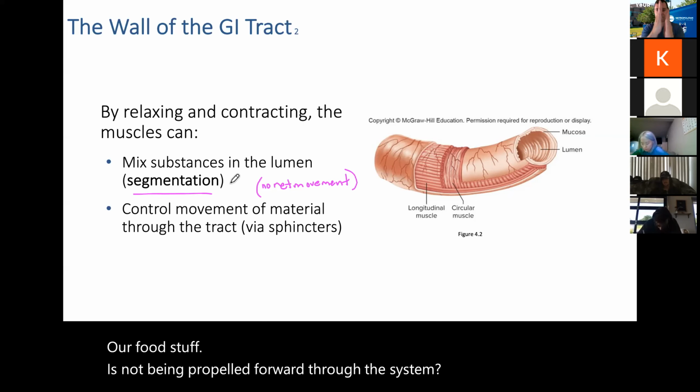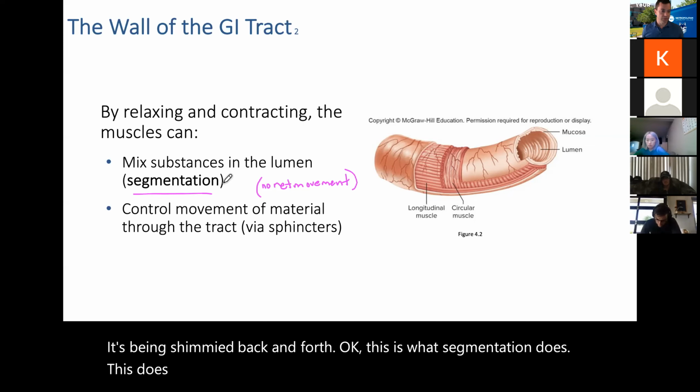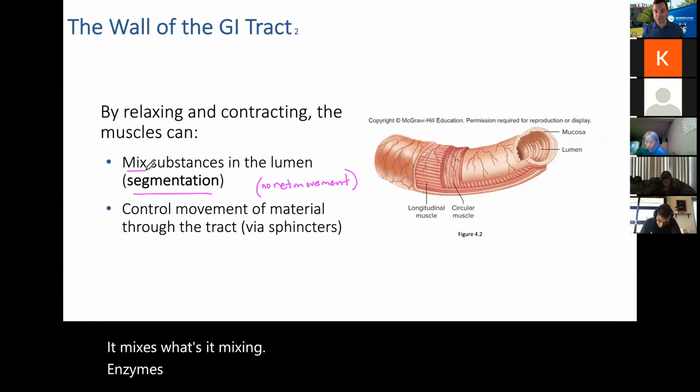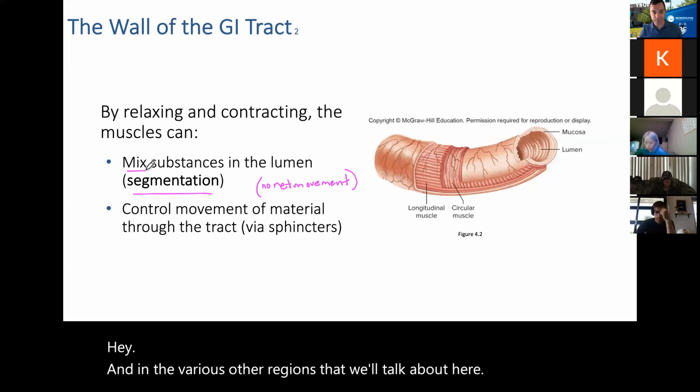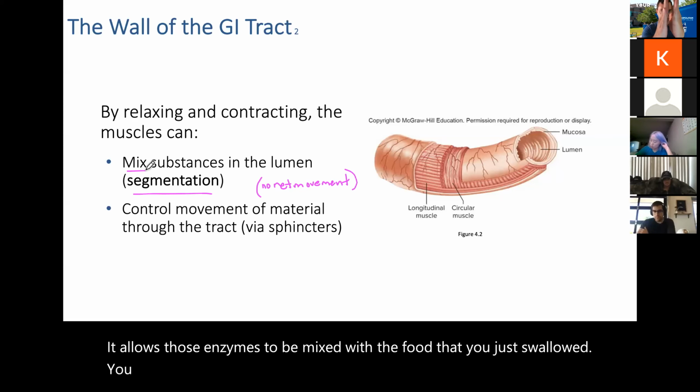It's being shimmied back and forth, okay? This is what segmentation does. This does a couple different things. One, it mixes. What's it mixing? Enzymes. It's mixing the enzymes that get secreted in the mouth, and in the various other regions that we'll talk about here. It allows those enzymes to be mixed with the food that you just swallowed. You also, as you shimmy it back and forth, are breaking it up.